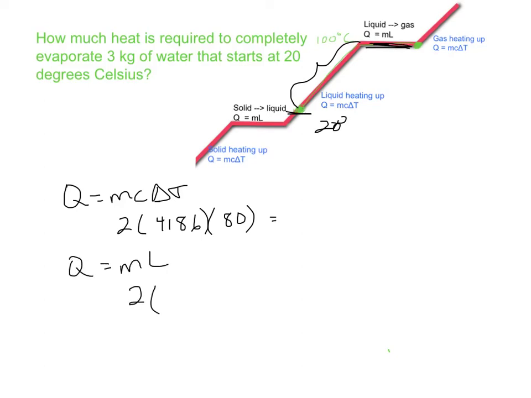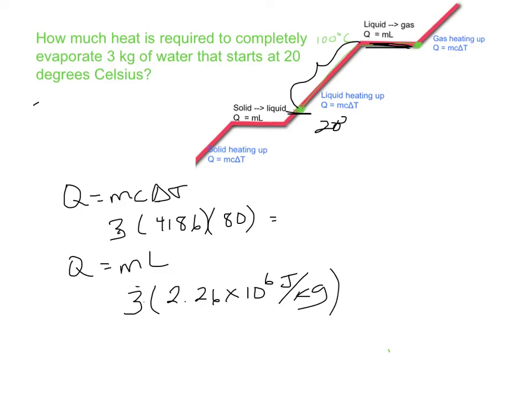Now, the heat of vaporization for water is a huge number. It's 2.26 times 10 to the 6 joules per kilogram. Oops, these are 3s, aren't they? We changed the amount of water we were using. We're using 3 kilograms of water, not 2. So the mass of our water is 3 kilograms.